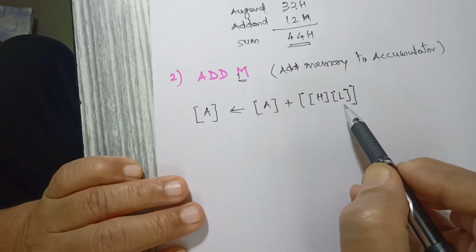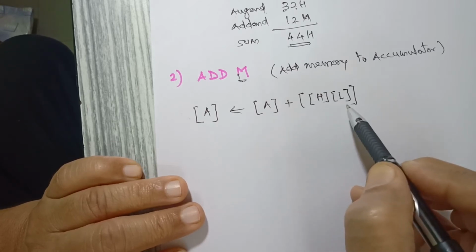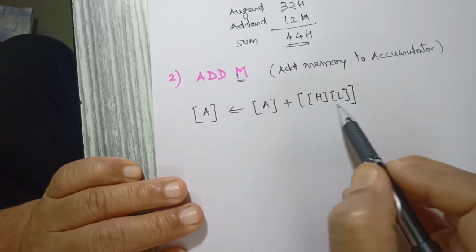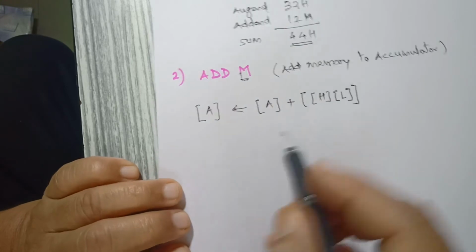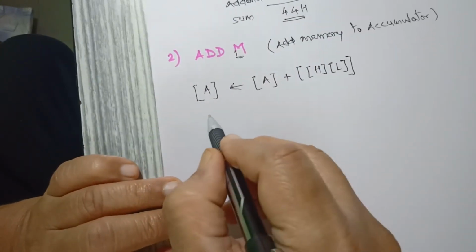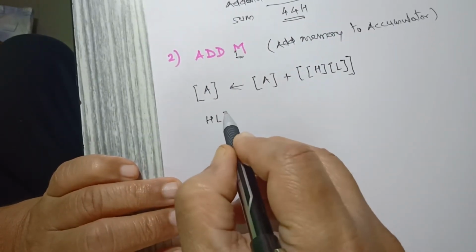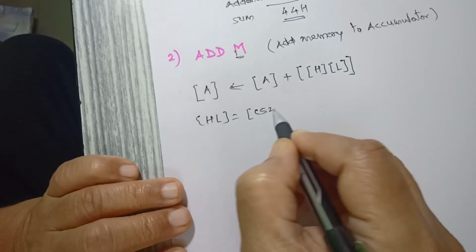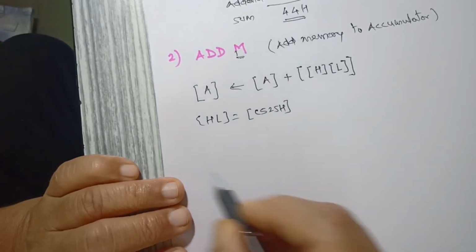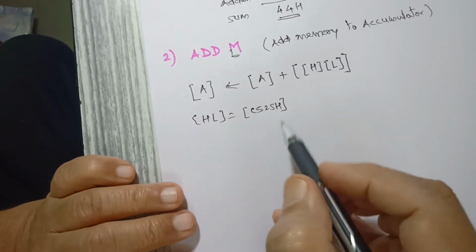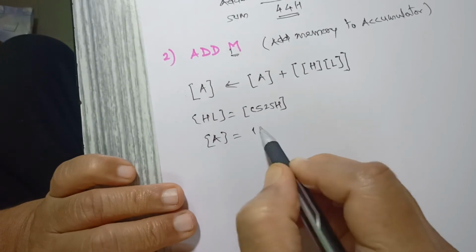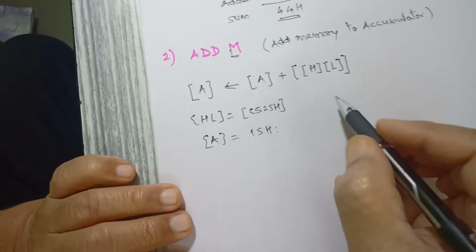आपको जो नंबर जिस मेमोरी लोकेशन को ऐड करना है उसका एड्रेस आपको पता चाहिए, and that should be preloaded into the HL pair, right. For example, if you have HL as C525 hex, that means this is 16-bit content, and say for example the accumulator has 15 hex and you are saying that ADD M.